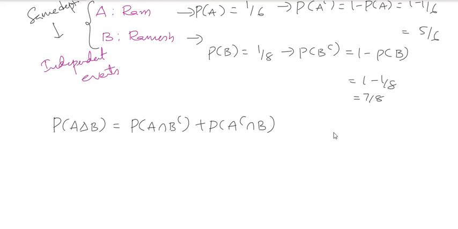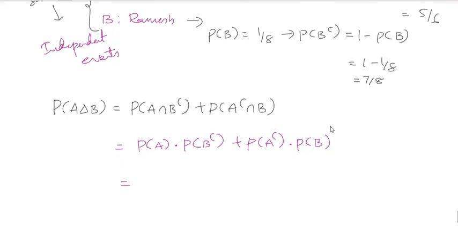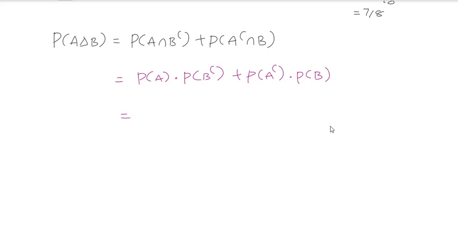So for independent events, it means probability of A into probability of B complement plus probability of A complement into probability of B. Now substitute, because you know all the values. Probability of A is 1 by 6. Probability of B complement is 7 by 8. Probability of A complement is 5 by 6. Probability of B is 1 by 8. So if you simplify it, what will you have?